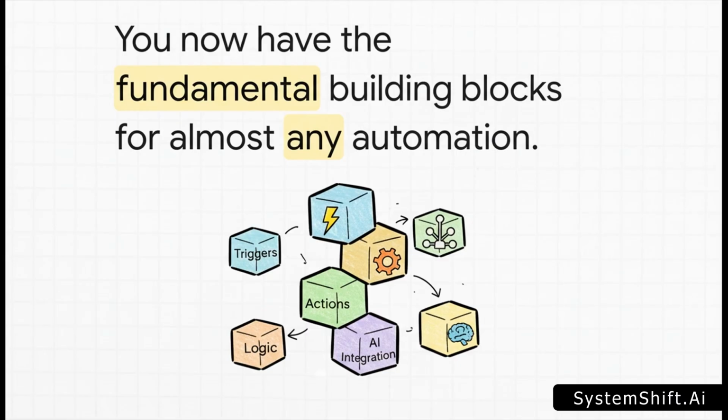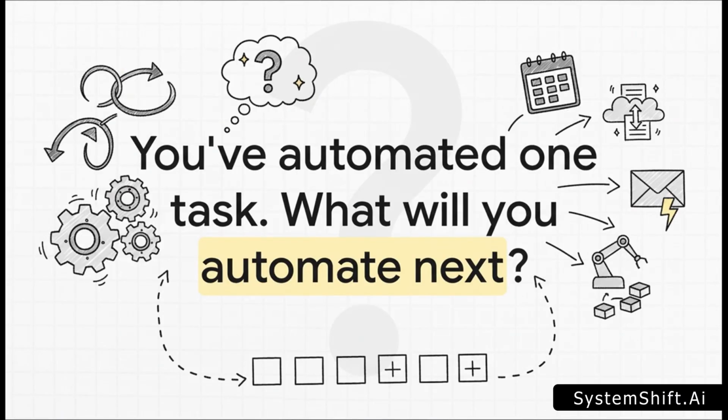And here's the real kicker. What you learned today? Triggers, actions, logic, and adding a little AI, those are the fundamental building blocks for pretty much any automation you can think of. You now have the core skills to automate countless other tasks. So that brings us to the big question. You've just automated one tedious task and won back some of your precious time. The only thing left to ask is, what are you going to automate next?